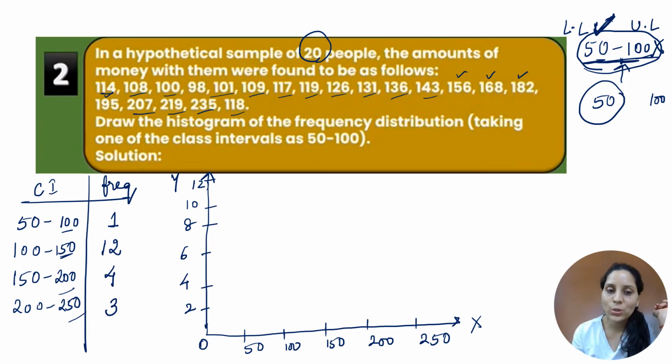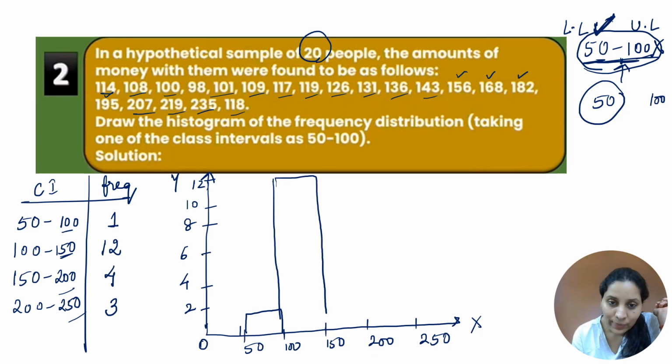Now, 50 to 100 is 1. Okay, 50 to 100 is 1. Next, 100 to 150 is 12, so it is here. 150 to 200 is 4, so 4 is over here.